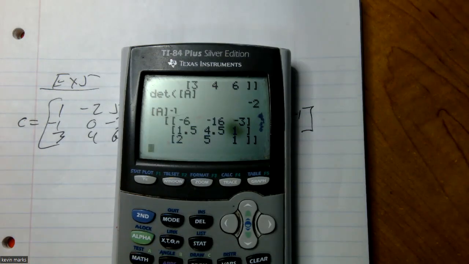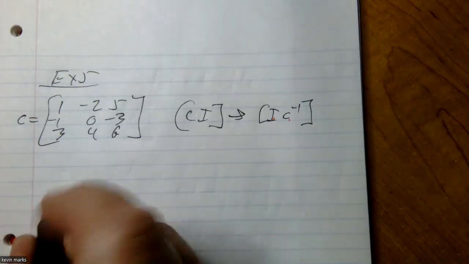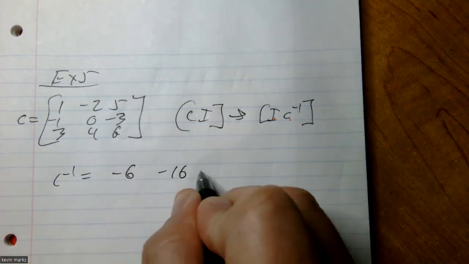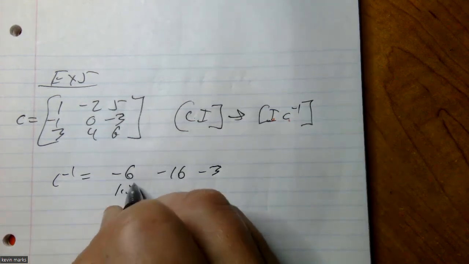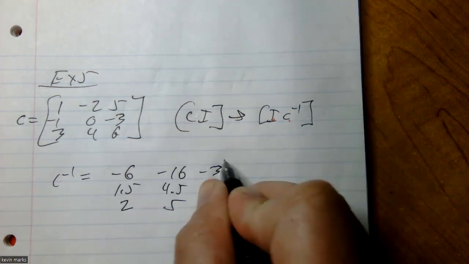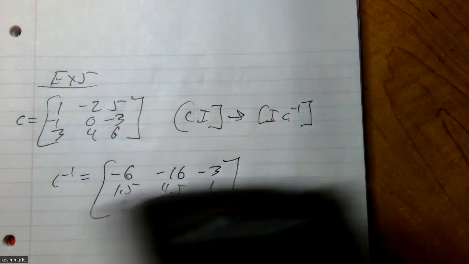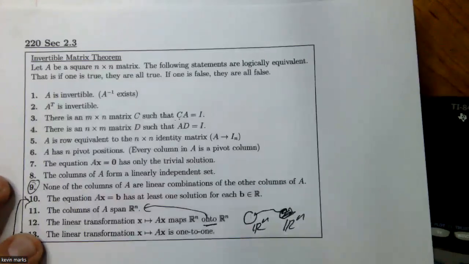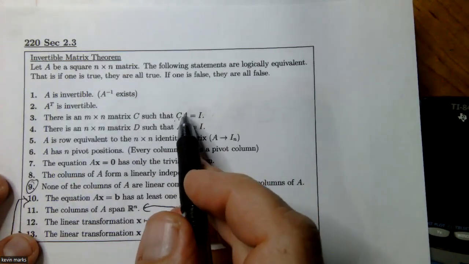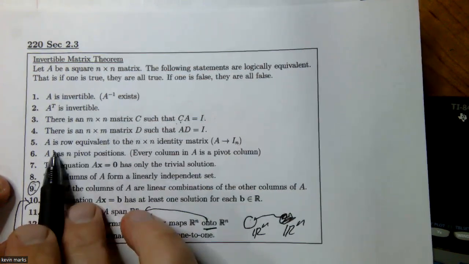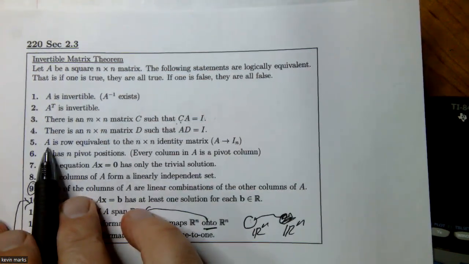So in this case, your C inverse, let me just write it down, is -6, -16, -3, 1.5, 4.5, 1, 2, 5, 1. There's your inverse. If you were to multiply it on the left, it's going to give you the identity. If you multiply it on the right, it's going to give you the identity. I'm not going to write them all out, but hopefully you see the point here.